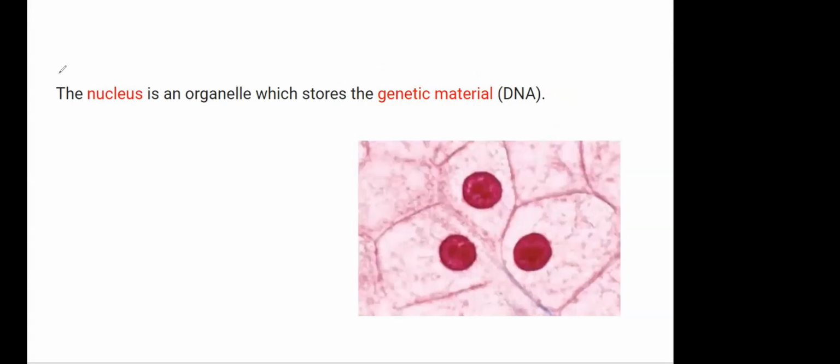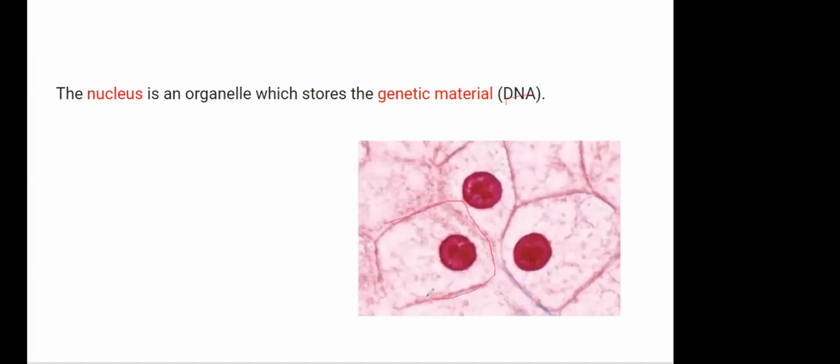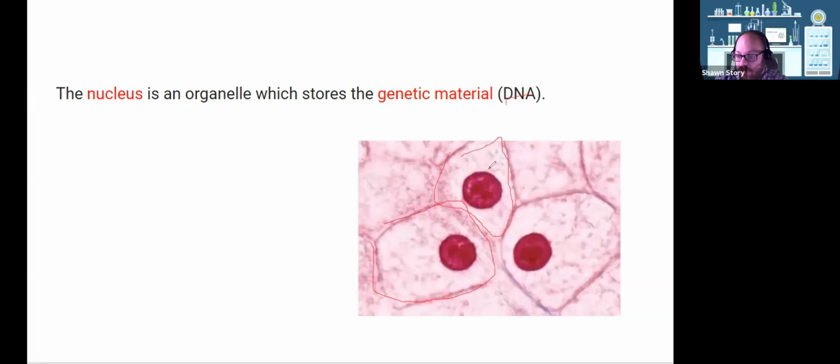The nucleus is an organelle which stores the genetic material. Very good, and that's DNA. The genetic material is the DNA. And we see that in this picture here. So here we see individual cells, like here's one cell right here. Here is another cell. And the largest part of most cells, that big circle, is the nucleus.